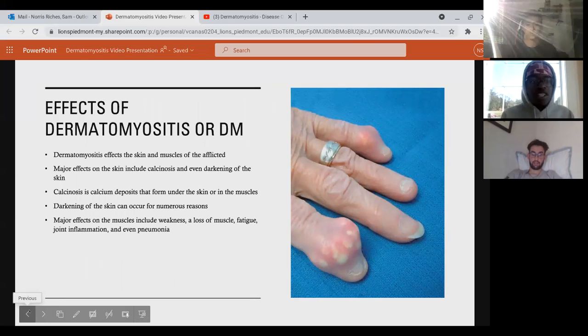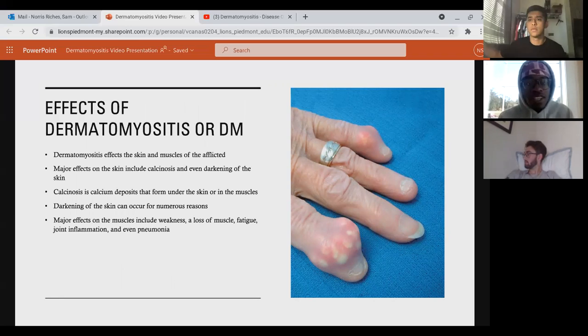There are numerous effects of dermatomyositis, or DM. DM affects the skin and muscles of the afflicted. Major effects on the skin include calcinosis and even darkening of the skin. An example of calcinosis, or calcium deposits, is right here on the right side. Calcium deposits form under the skin, which can lead to ulcers and recurrent inflammation in the overlying skin. However, ice can be used to help lessen the inflammation and treat the various deposits.